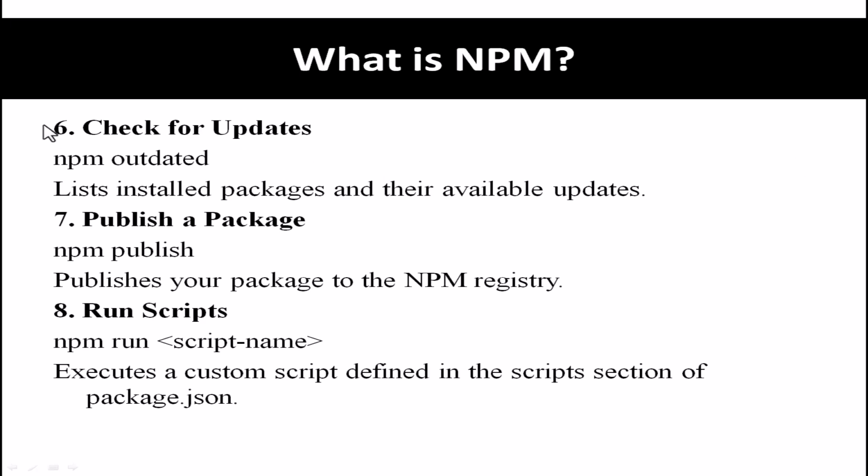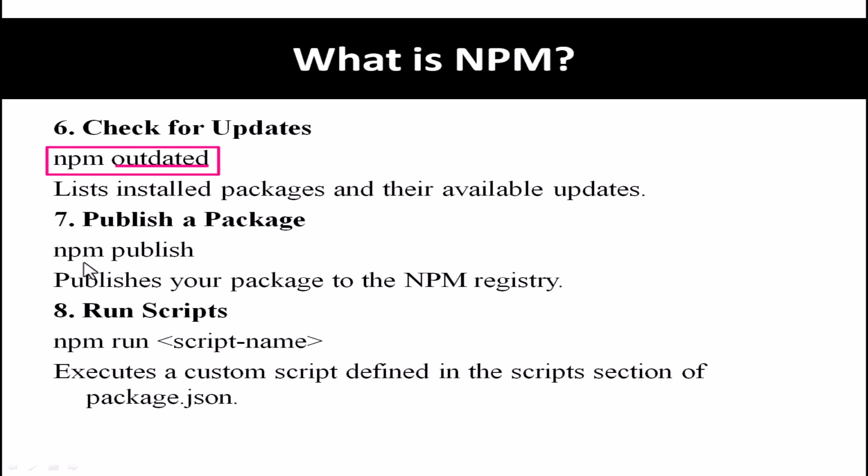If you want to check for updates of the different packages installed in your system, you type the command npm outdated. It checks for any new updates for all the packages you have installed in your system. Whatever updates are released for that particular package, you can update.